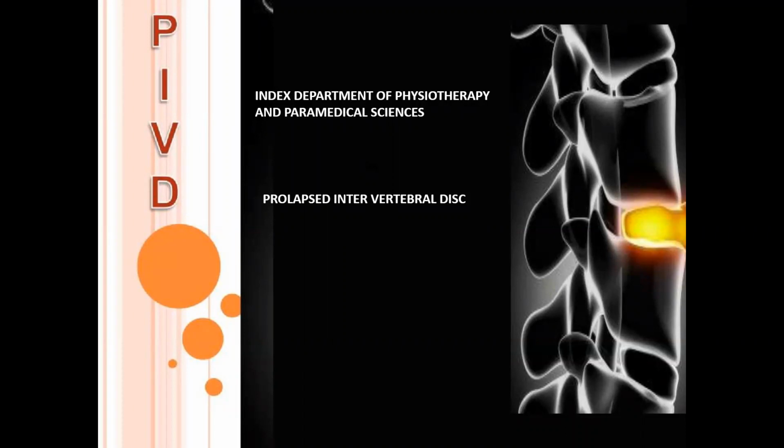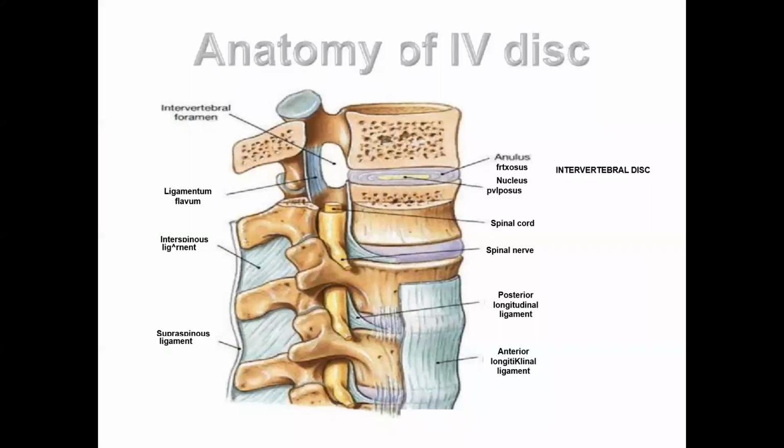Good morning, students. Today's lecture topic is prolapsed intervertebral disc, also known as PIVD. Here is the anatomy of the IV disc, that is, the intervertebral disc. First, let's start with the anatomy. This is the structure of the intervertebral disc.